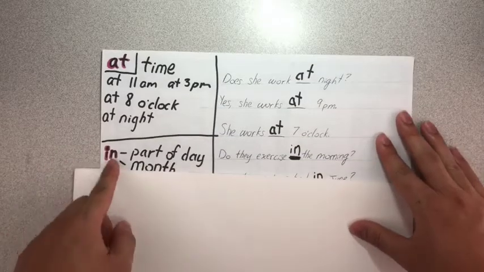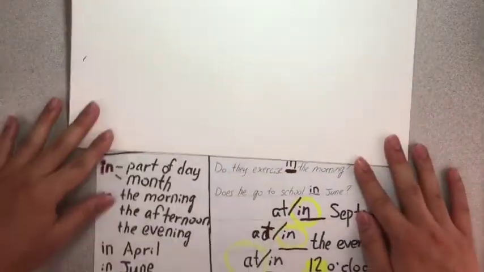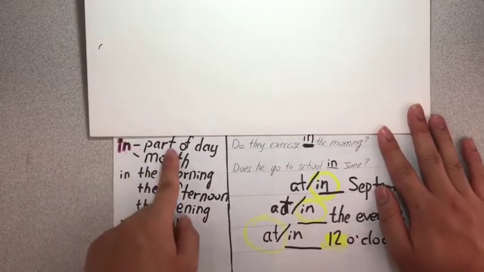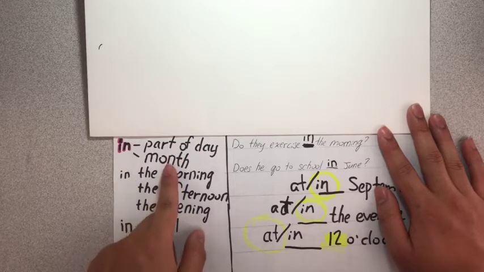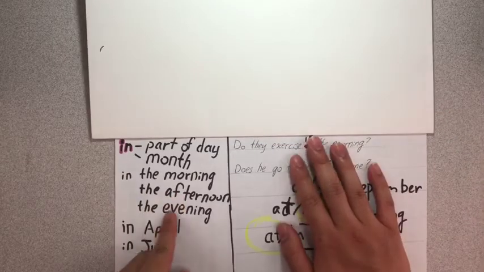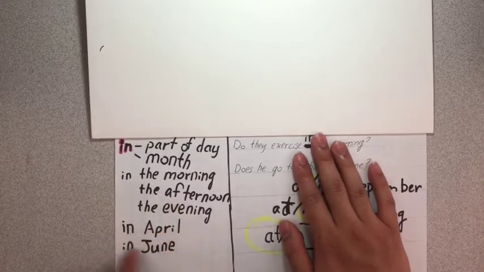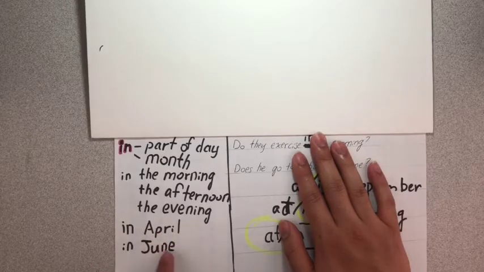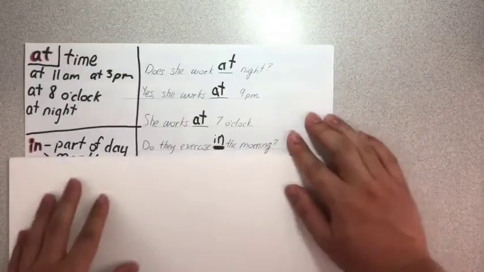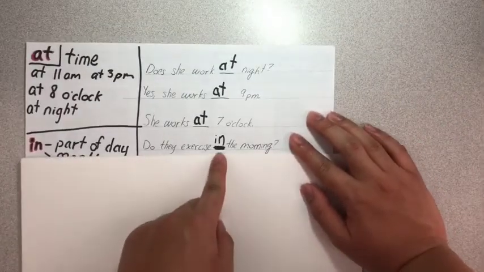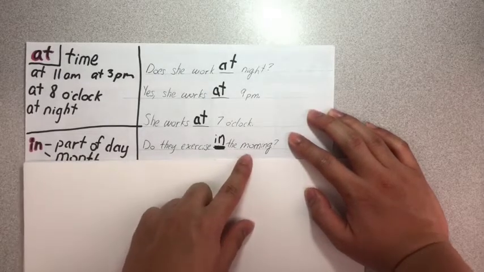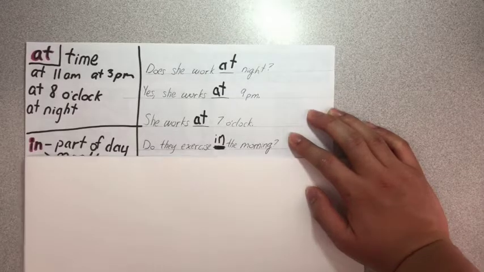And now we have in. Let's practice in. For in, we can use part of the day or a month. So in the morning, in the afternoon, in the evening, or for months, in April, in June. So we have, do they exercise in the morning? Do they exercise in the afternoon? Do they exercise in the evening?